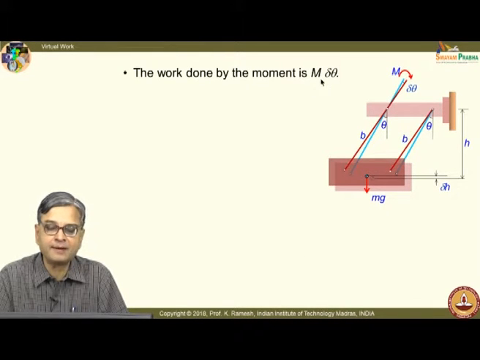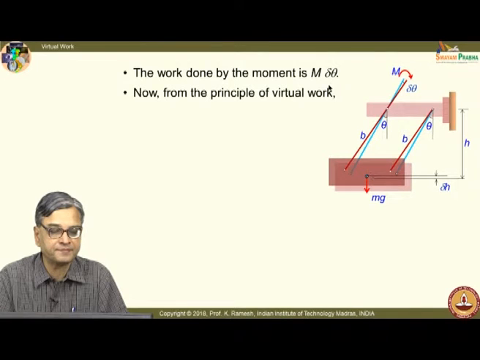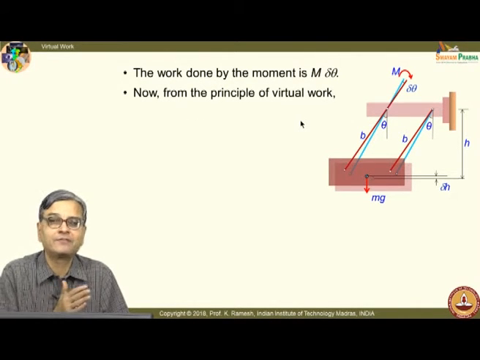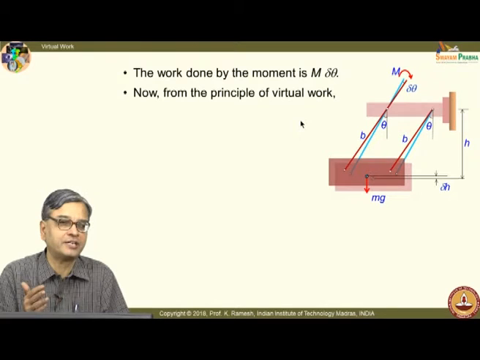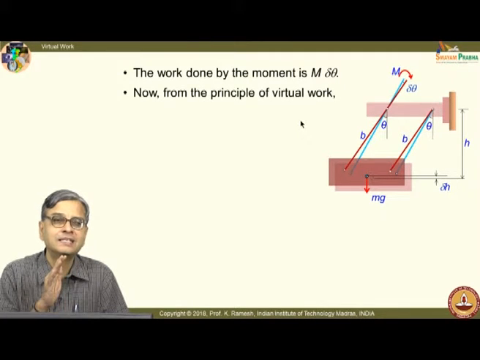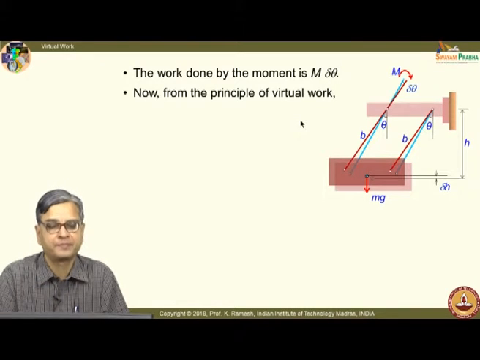The work done by the moment is m delta theta, which is very obvious. That is also positive because I have the corresponding displacement in the direction of the force. Now, from the principle of virtual work, we are not dealing with friction. So, we would always use delta W equal to 0. Not only this, as the focus is on learning the methodology, we would confine ourselves to single degree freedom systems. So, you do not even have to verify whether the given problem is of a single degree freedom. It is a single degree freedom problem.